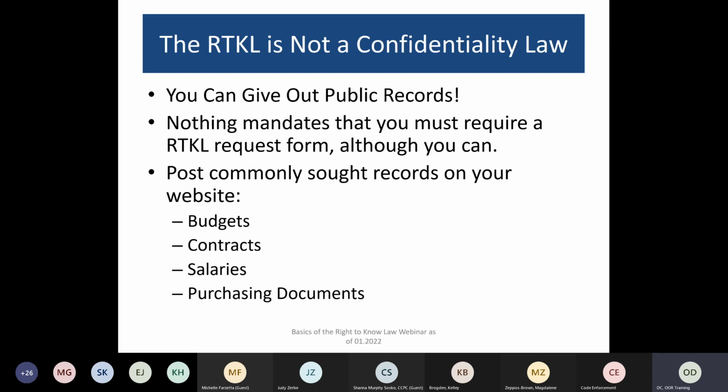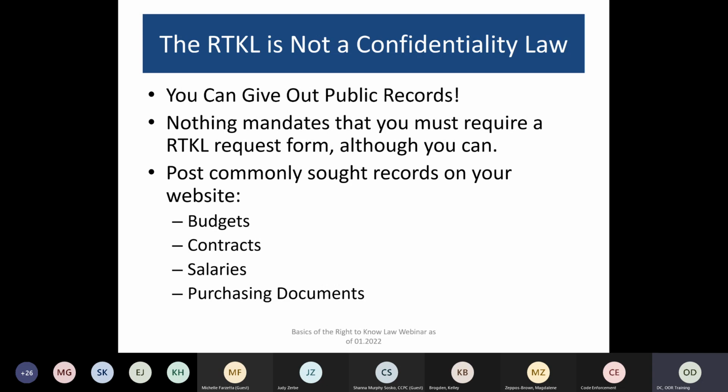obviously public record. And what we recommend is that, if you have a website, you should be posting all of the more commonly sought out records. Take a look at your previous right to know requests and what are people asking for? Usually budgets, contracts, salary information, purchasing documents.